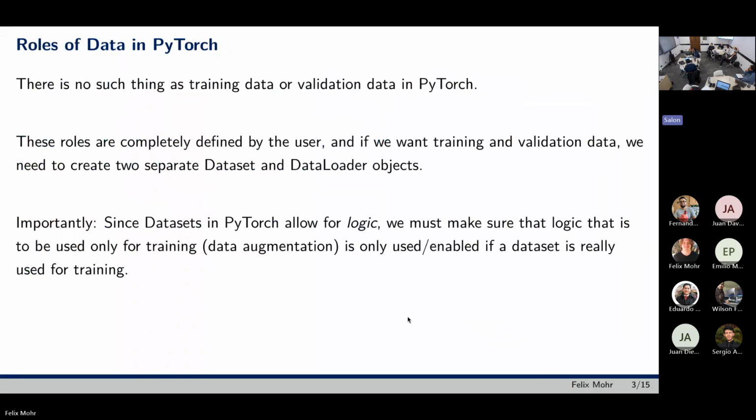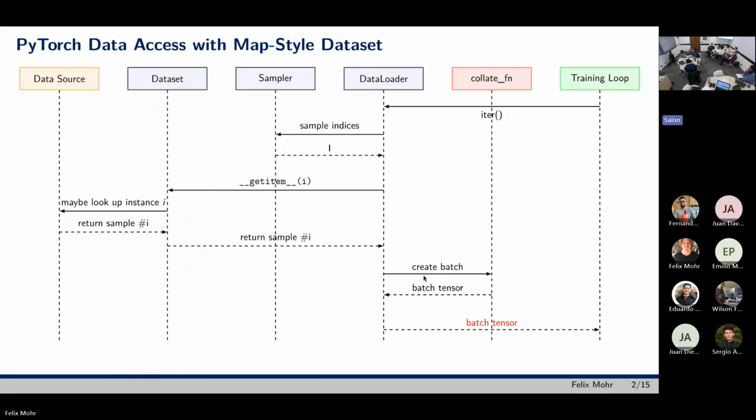Well, this happens in the collate function. So once the data loader has a list of instances, it will send this list to a function which is called the collate function. And the collate function converts this list of instances into a batch.